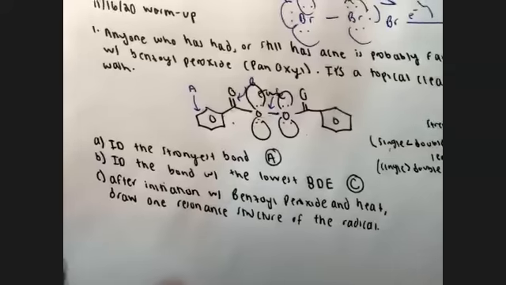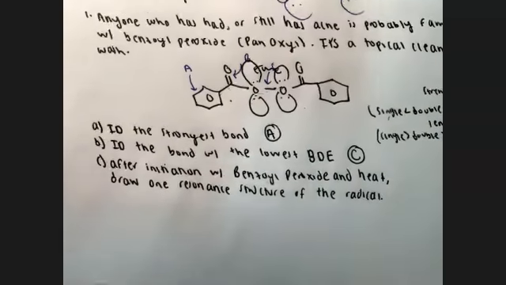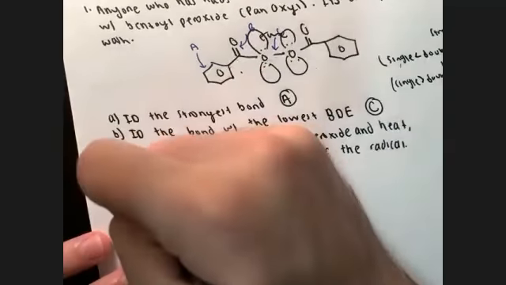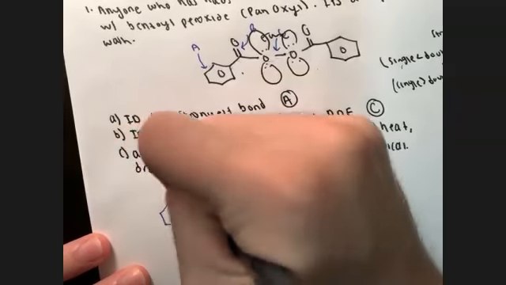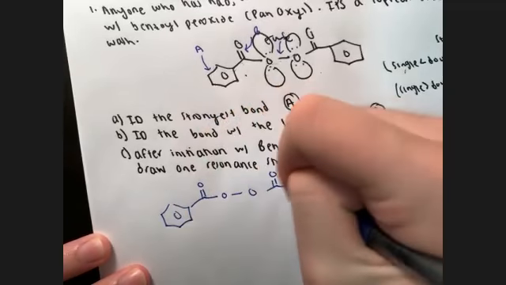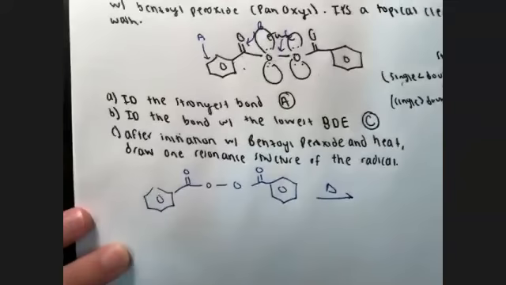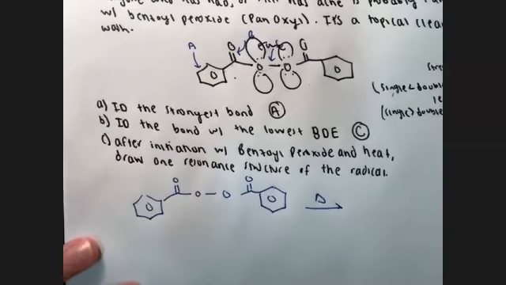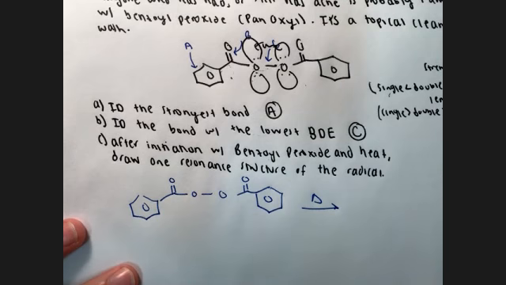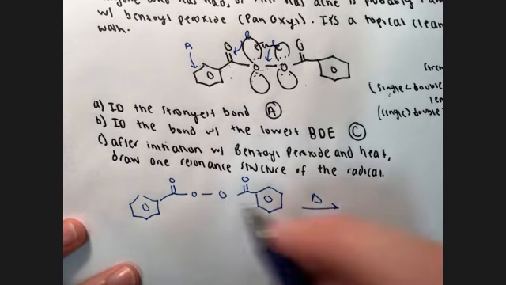Okay, so after initiation with benzoyl peroxide and heat, draw one resonance structure. That's basically analogous to saying, let me take that starting material that I provided above and subject it to heat. We already identified the bond with the lowest bond dissociation enthalpy, so that's probably this bond right here, the oxygen-oxygen bond.